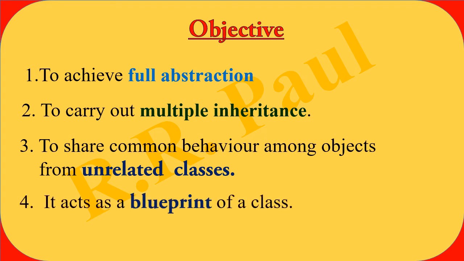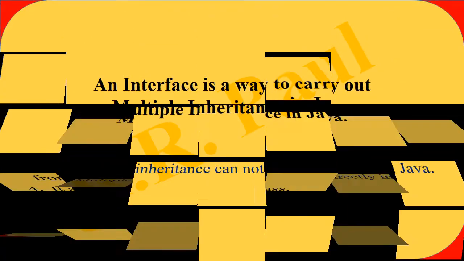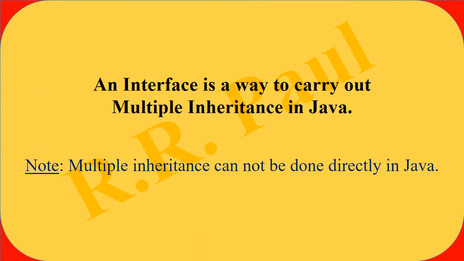It means that it is defined to act as a blueprint of a class. This I've already told you that interface is a way to carry out multiple inheritance in Java because it is not directly supported in it.